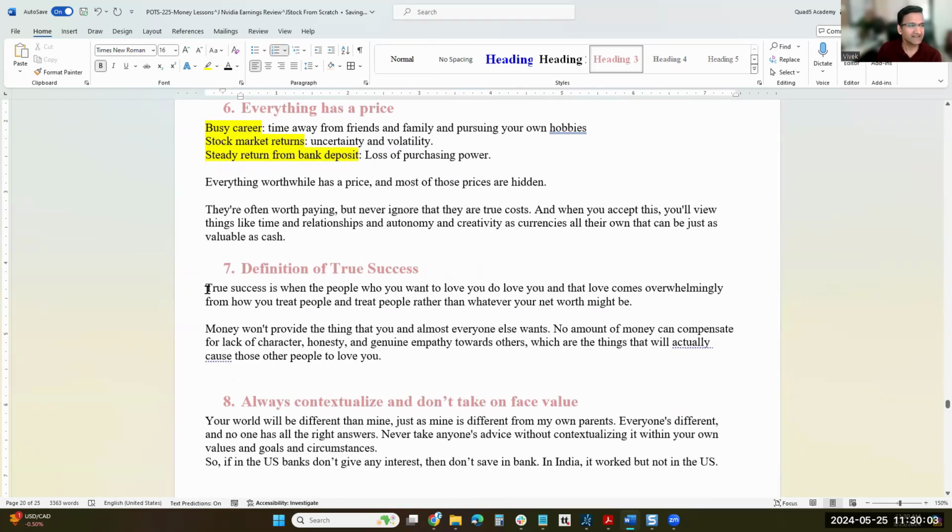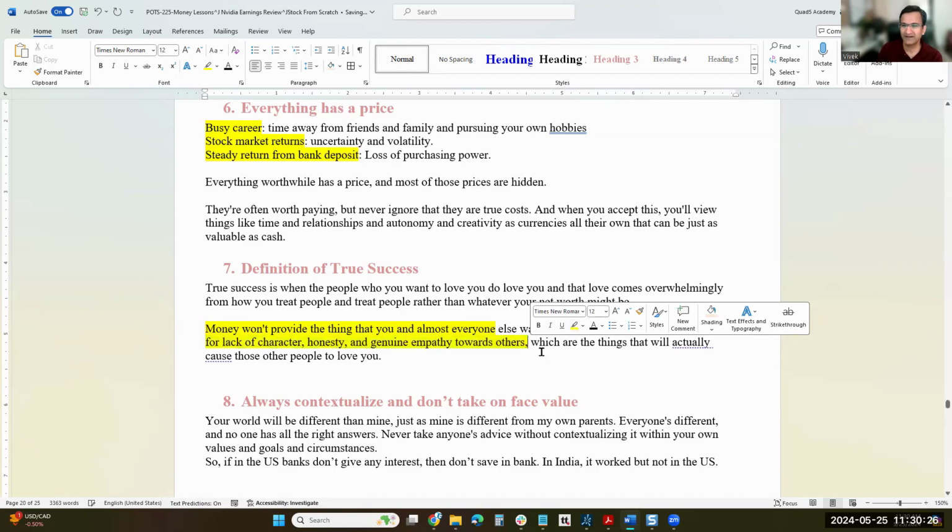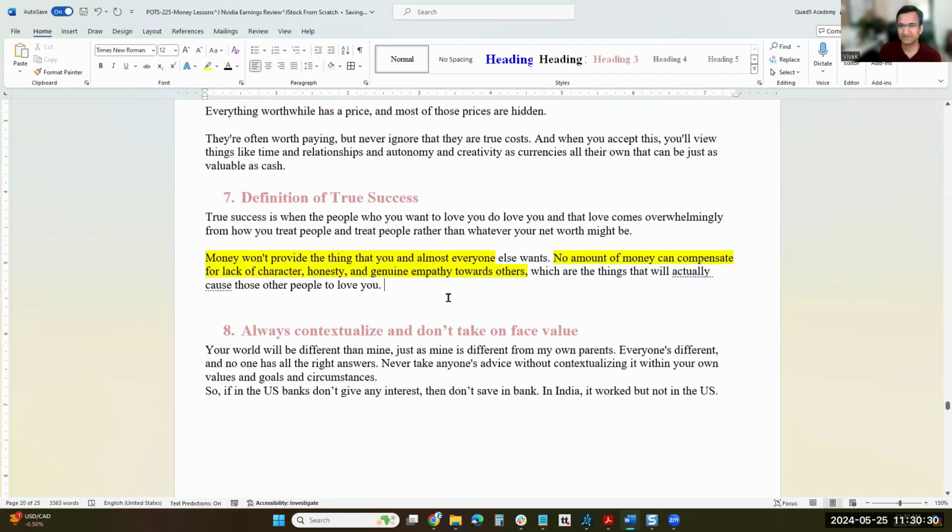Definition of true success: it's not about money. It's when the people who you want to love you, they do love you. Money won't provide the things that almost everyone wants. No amount of money can compensate for lack of character and genuine empathy towards others. Very, very true. A very big fan of this one. It doesn't matter how much money you have, if you're not true to other people, not true to yourself and your family, it doesn't really matter.